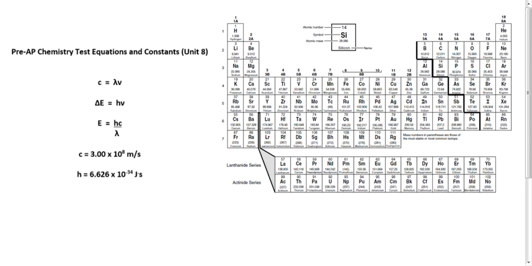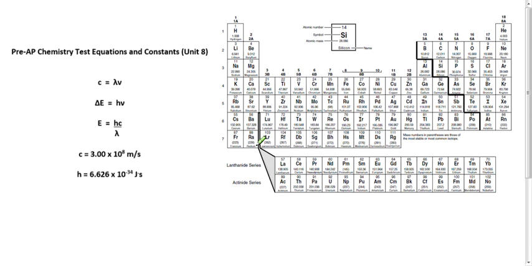Just a few things to remind you about for your Unit 8 test. First of all, we will give you the equations that you need for your light calculations to find wavelength, frequency, or energy of a wave, along with the constants for speed of light and Planck's constant. You'll get a blank periodic table that you can use for all of your quantum mechanics questions.